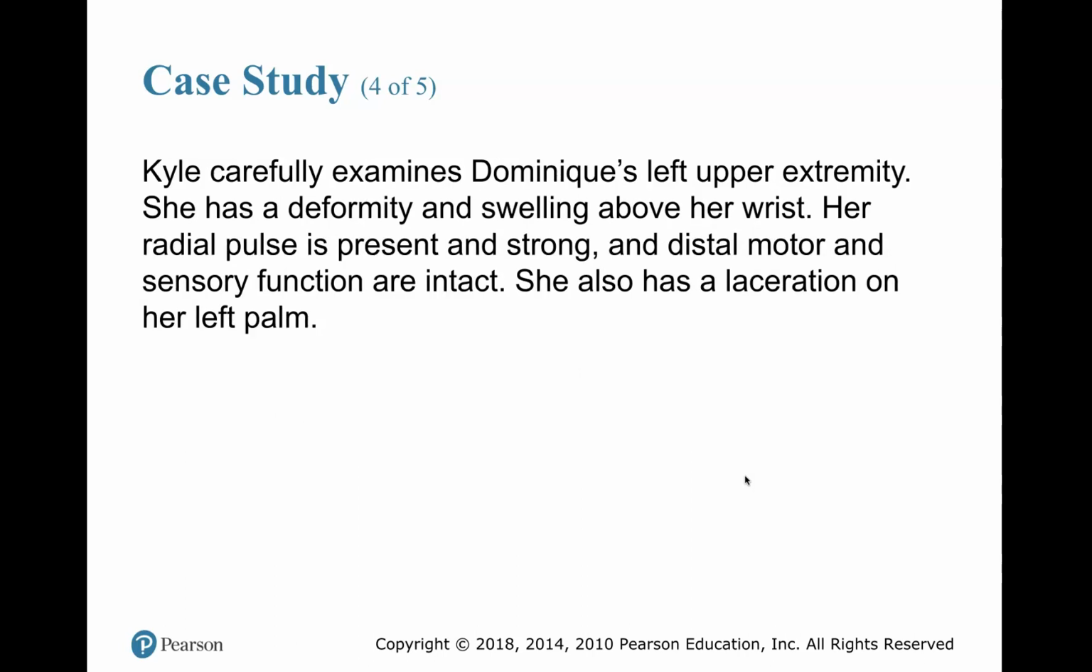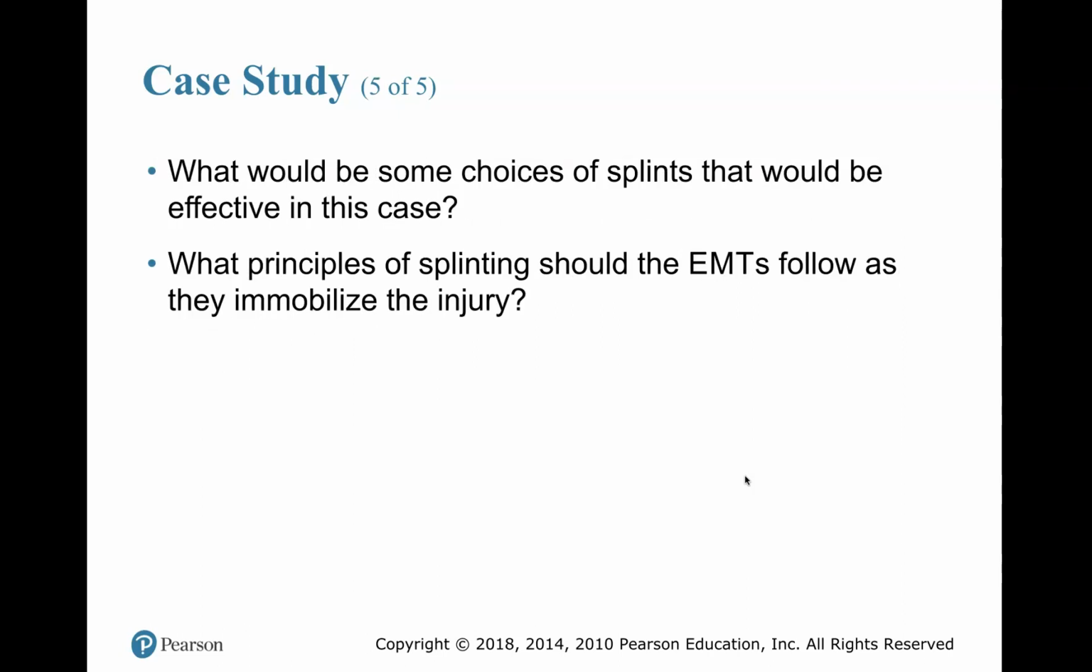Kyle carefully examines Dominic's left upper extremity. She has a deformity and swelling above her wrist. Her radial pulse is present and strong, and distal motor and sensory function are intact. She also has a laceration on her left palm. What would be some choices of splints that would be effective in this case? And what principles of splinting should the EMTs follow as they immobilize the injury?